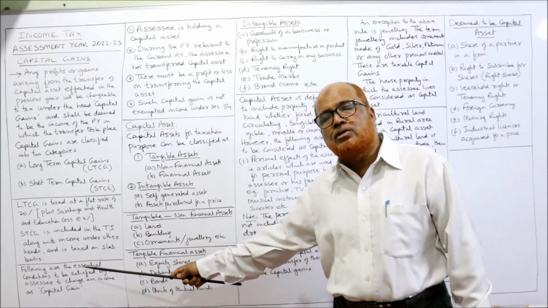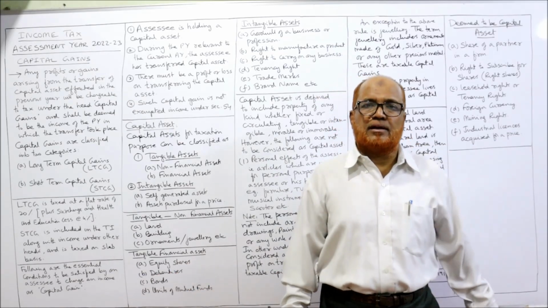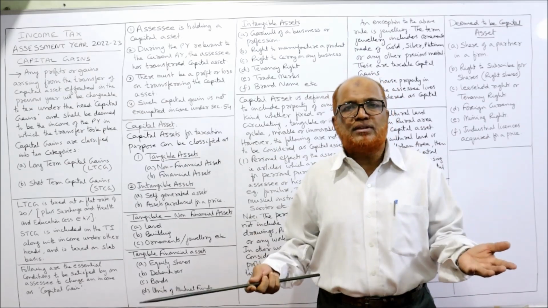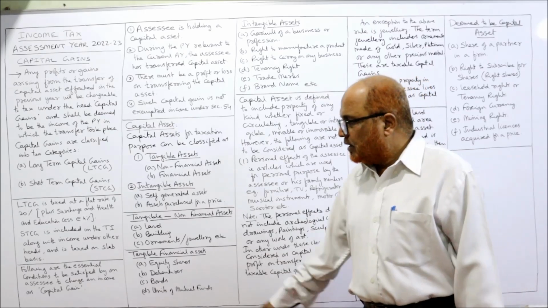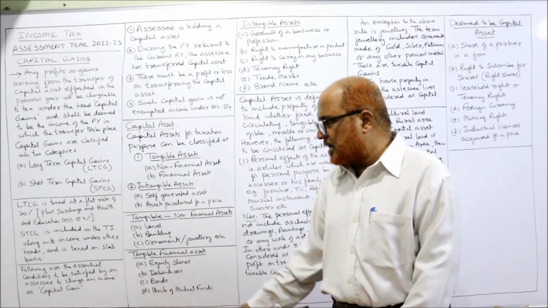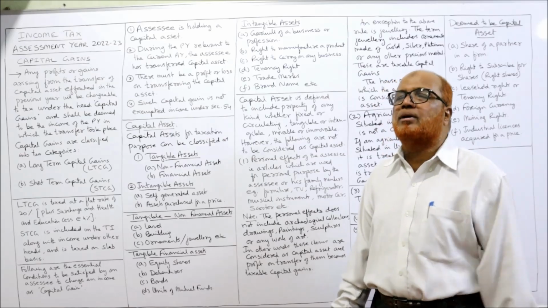Along with that, we include STCG, short-term capital gain. So it is taxed along with other incomes at slab rates. That point you have to remember now. Now, following are the essential conditions to be satisfied by an assessee to charge an income under the head capital gain.